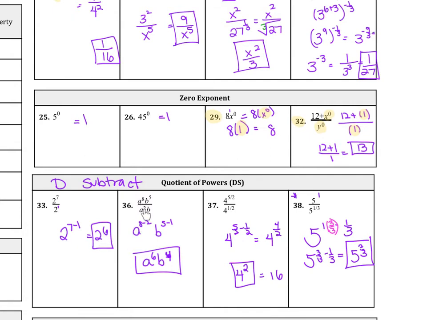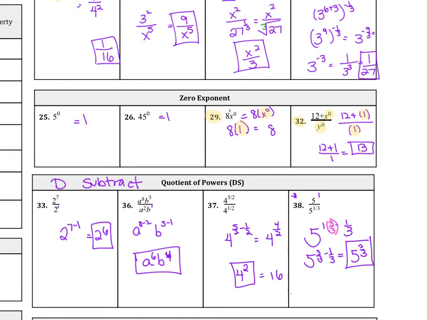36, so we're going to subtract. So a, keep the bases the same, a, and then 8 minus 2. So that is 8 minus 2 is 6. Then b to the 5th over b. So we're just going to subtract a 1 because that's b to the 1st power if nothing's there. And then so 5 minus 1 is 4. So it's a to the 6th, b to the 4th.